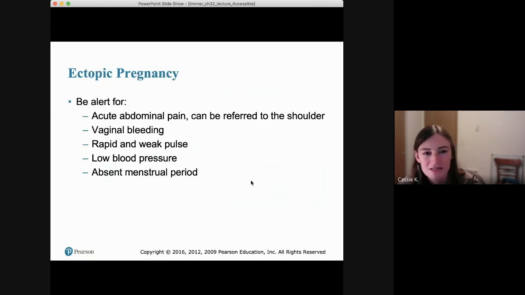An ectopic pregnancy is a pregnancy that develops outside of the uterus. Signs might be acute abdominal pain, that might be referred to the shoulder, vaginal bleeding, rapid weak pulse, low blood pressure, and an absent menstrual period. So essentially, be concerned for this potentially with any woman of childbearing age, who could be at risk of an ectopic pregnancy.